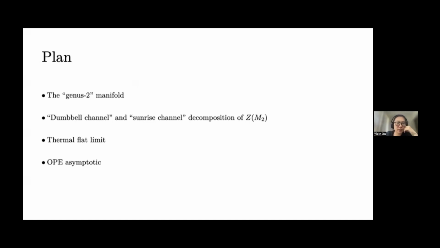So the full-fledged genus-2 crossing equation is relatively complicated. So as a first line of attack, we will focus on a special kinematic limit, which we call the thermal flat limit. And I will define this limit in the third section and explain how the crossing equation gets simplified. Finally, we derive the OPE asymptotics using the simplified crossing equation.